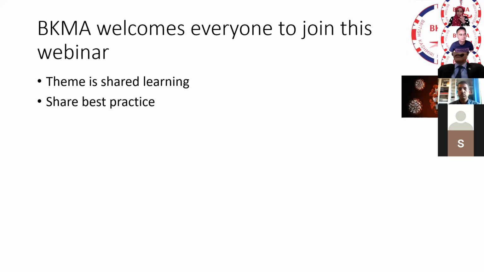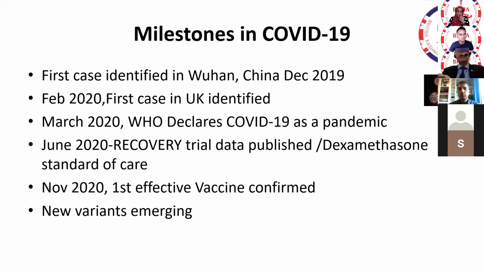But to start, I just wanted to give you an overview of where we are with COVID in the world. We know that the first case of COVID was identified in China in December 2019, and since then we have moved forward, and a number of milestones have been crossed. Particularly, I think the biggest milestone was the publication from the RECOVERY trial when dexamethasone became the standard of care, and that really saved thousands of lives.